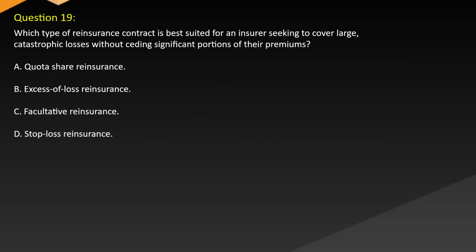Question 19. Which type of reinsurance contract is best suited for an insurer seeking to cover large, catastrophic losses without ceding significant portions of their premiums? A. Quota share reinsurance. B. Excessive loss reinsurance. C. Facultative reinsurance. D. Stop loss reinsurance.